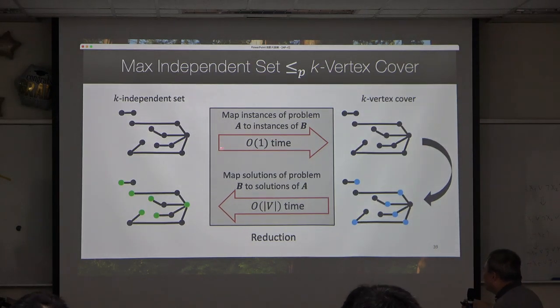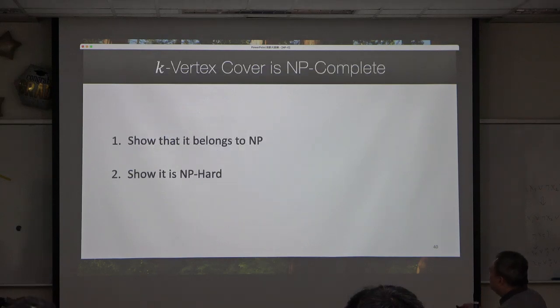The mapping takes constant time, and going from the cover to the independent set, you just check every vertex. If it is included in the cover, get rid of it. If it's not, put it in the K-independent set. That's it. So it takes big O of the number of vertices time, and again, this is polynomial. So we are able to verify K-vertex cover is an NP complete problem.